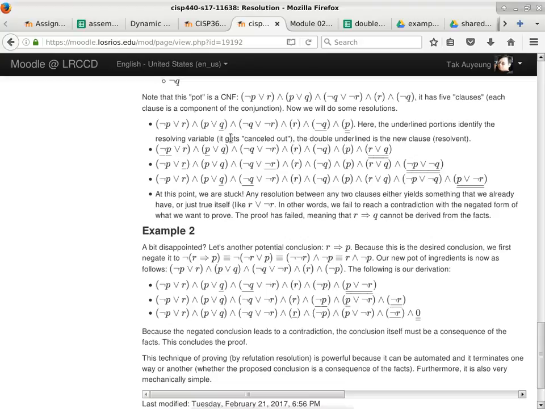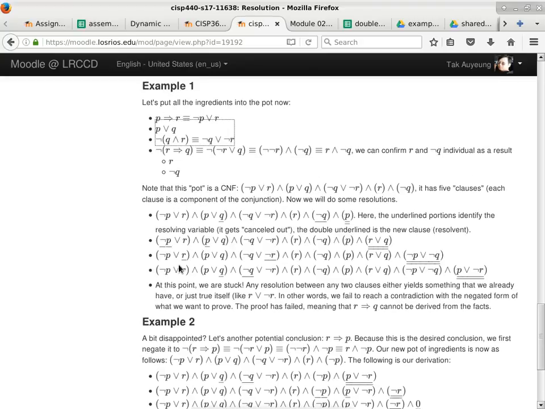That is correct. Because in example 1 we get to a point where we are completely stuck, and we cannot get to a contradiction, that means the original theorem that we are proposing, which is R implies Q, is not a theorem. It cannot be implied by the stuff that is in iota. Is that okay? All right. Any other questions? No other questions? This is okay? All right.